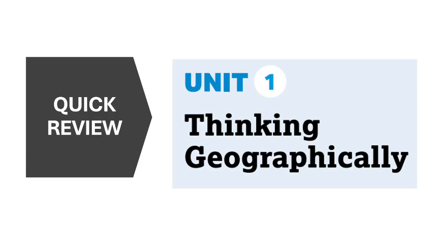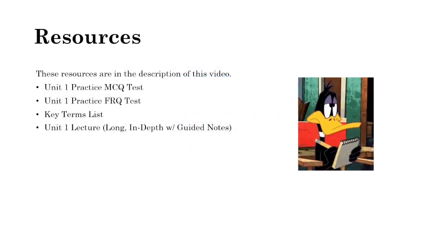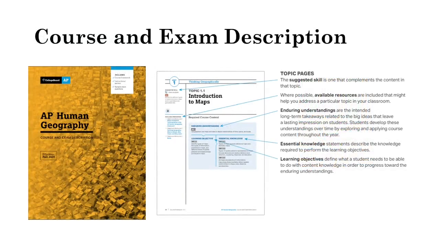Let's review Unit 1 for AP Human Geography. I have some resources: multiple choice and free response practice tests, a key terms list on the different vocab you need to know, as well as a longer, more in-depth lecture with guided notes that follow along. I also get this content from the course and exam description, which is essentially the curriculum outline that the College Board sets for this course. It tells you what's going to be on the AP exam and how it's going to be tested.